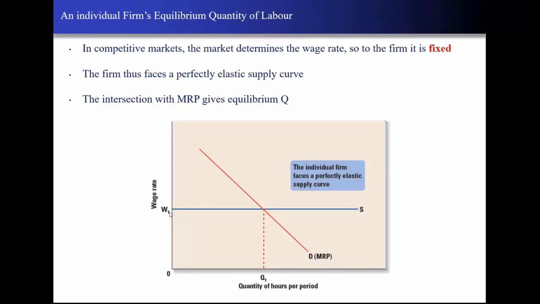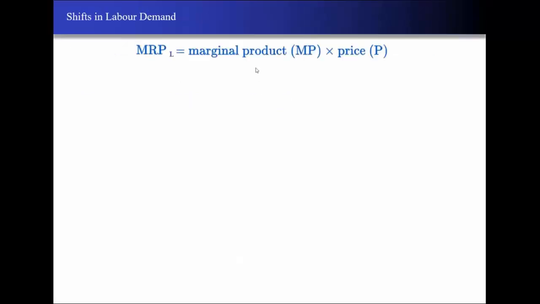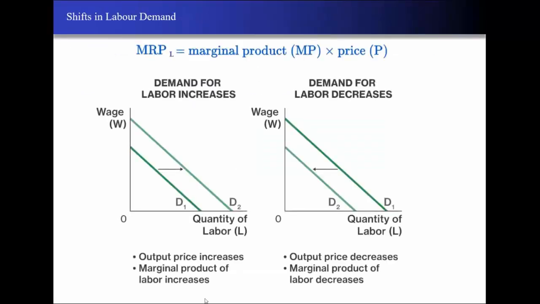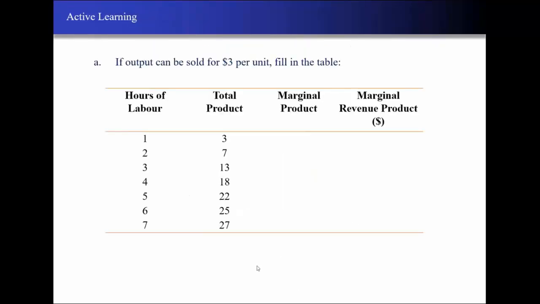But this, we're just saying they're small, they're not going to impact the overall wage. So we know that marginal revenue product of labor is comprised of marginal product and the price. And so if any of these change, that's going to shift the labor demand curve. If the market price increases, that's going to shift the demand curve to the right. If the marginal product of labor increases, that's going to shift it to the right. And if either of these two decrease, then we get a shift to the left in the demand curve.